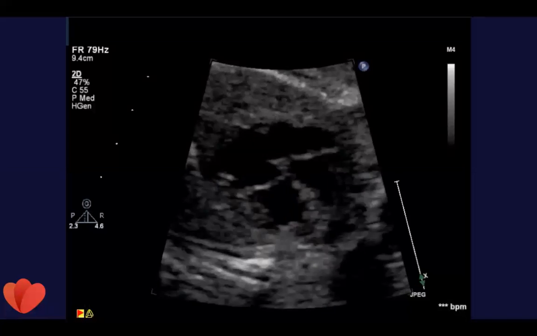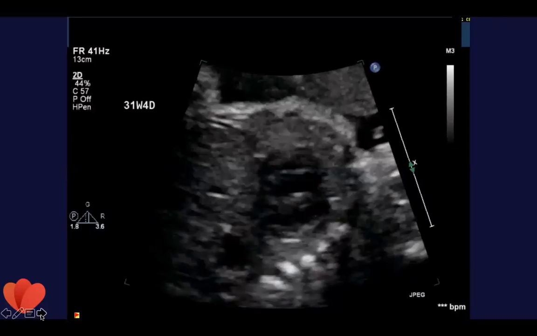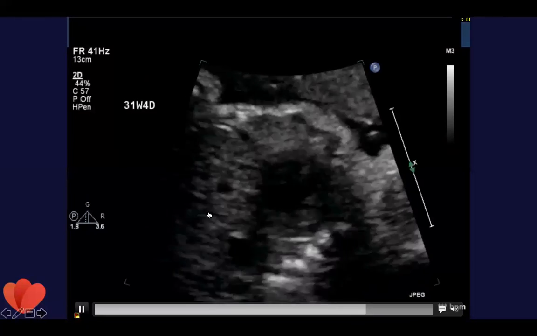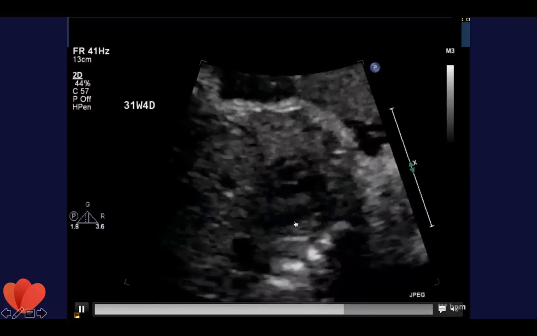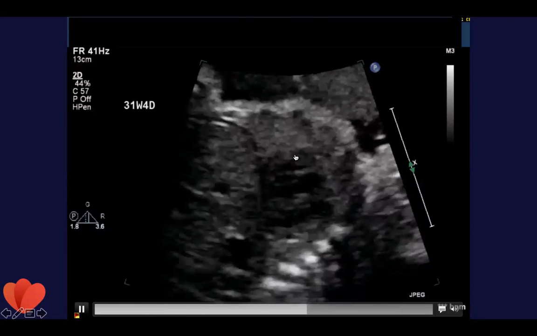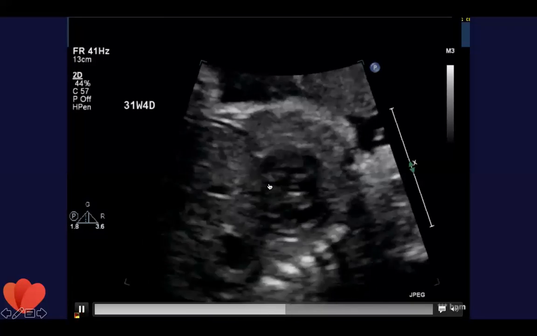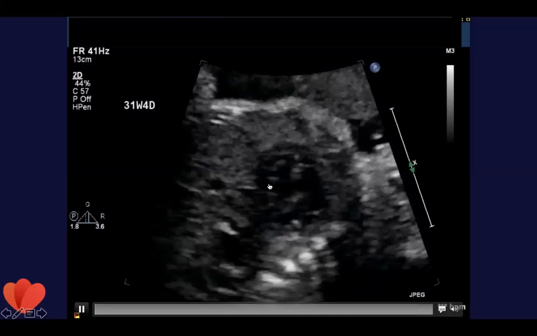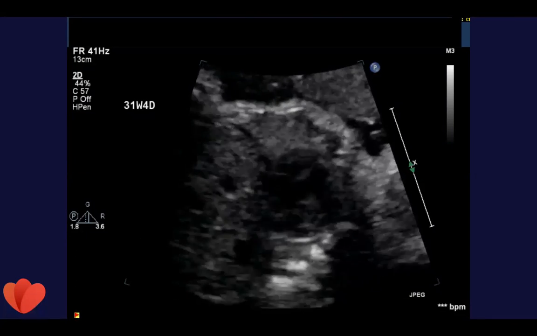This is a nice 4-chamber example of corrected transposition. Again, looking at the sagittal view you can see that the left ventricle is more anterior than the right, because that's also another tip off. Here's the spine. So you know this is posterior, this is anterior, and this is a mitral valve. So that's another way to confirm with your 4-chamber that the ventricles are abnormal.